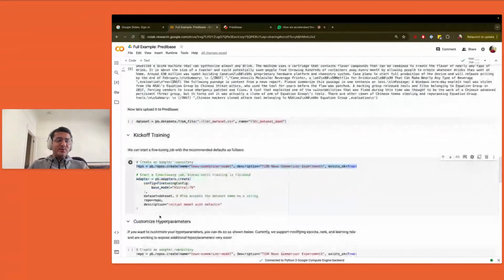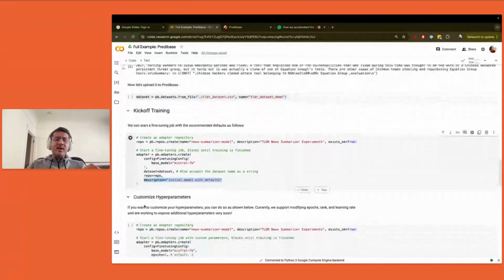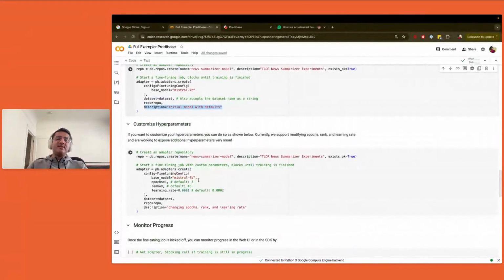And then all you need to do is call predibase.adapters.create, and you pass in a fine-tuning config that has a base model, your data set, your repo, and maybe some description, like a commit message almost. But we also offer customization of a lot of the training parameters, so epochs, rank, learning rate, what LoRA modules you might want to target, and so on and so forth.